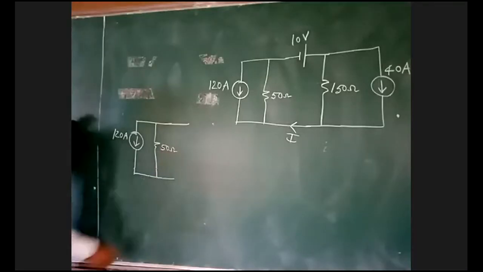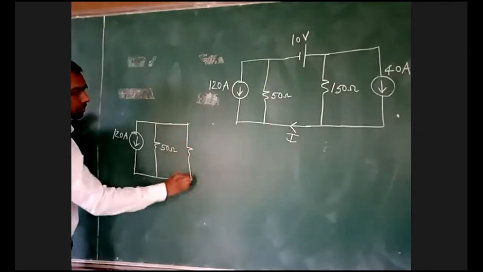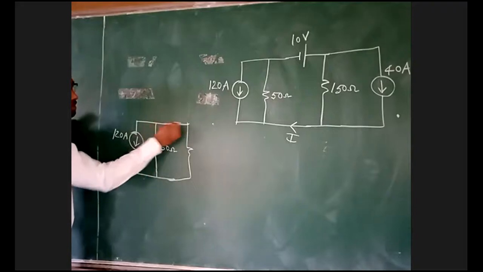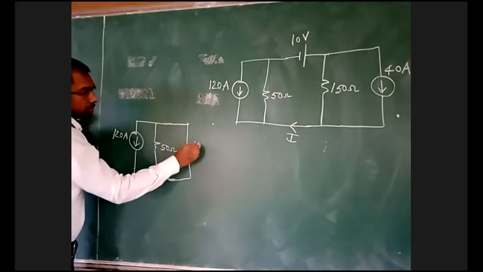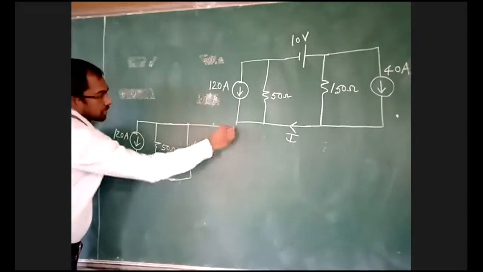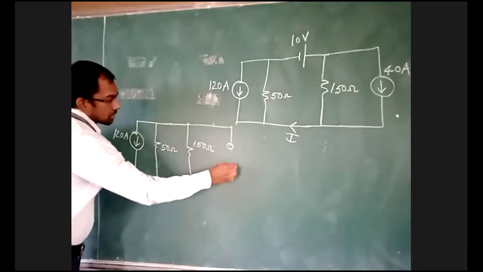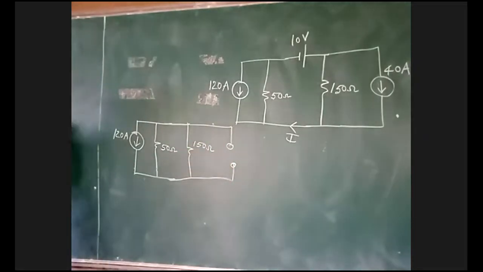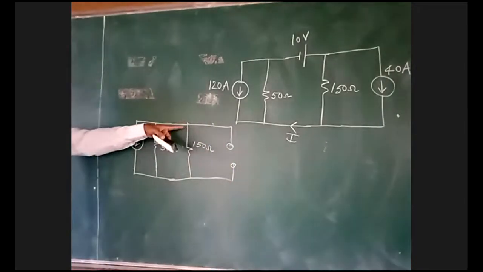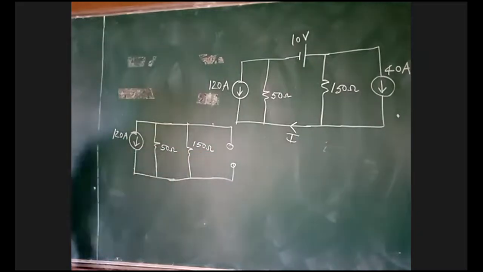I'm short circuiting this. I have short circuited the voltage source here, 150 ohm, and the current source will be open circuited. I am opening this current source. I'm shorting the voltage source here and opening the current source.